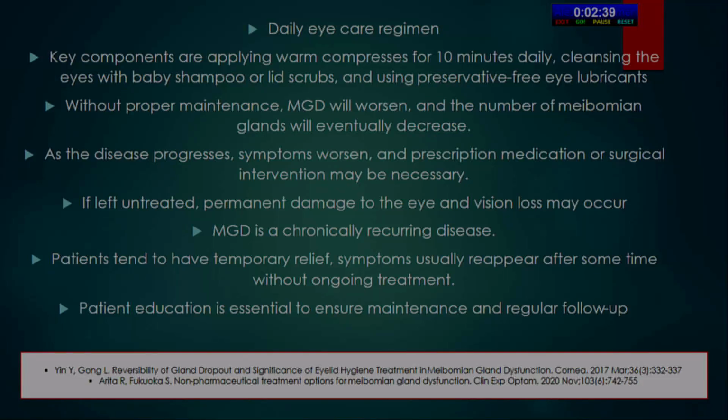The most important thing in MGD is its daily eye care regimen. That is warm compresses for 10 minutes, cleansing the eyes with baby shampoo or lid scrubs, and using preservative-free eye lubricants. Without proper maintenance, MGD will worsen and the number of meibomian glands will eventually decrease. As the disease progresses, symptoms worsen and prescription medication or surgical intervention may be necessary. There can be permanent damage to the eye and vision loss also in some cases if left untreated. It's a chronically recurring disease.